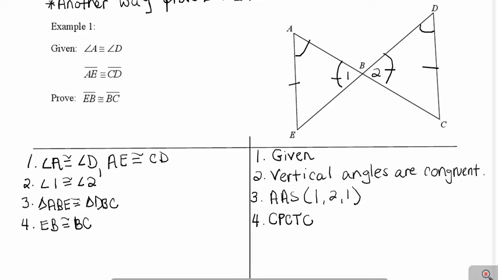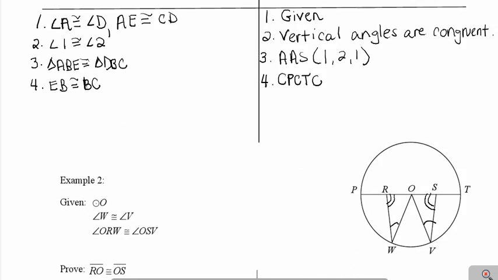Notice the side is not between the two angles, so it should be angle, angle, side as opposed to angle, side, angle. And then what I was trying to prove is that segment EB is congruent to segment BC, and that would be by CPCTC since those are corresponding sides.